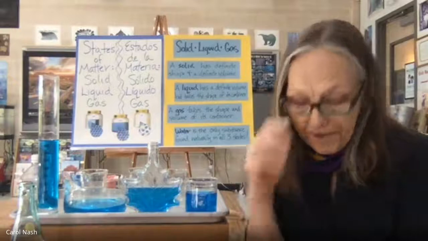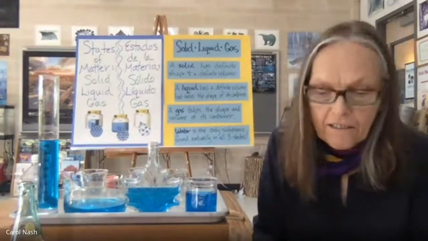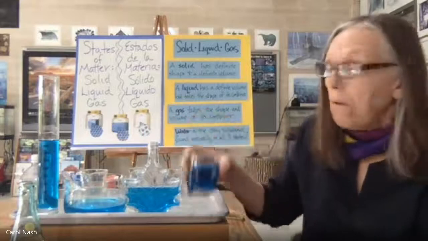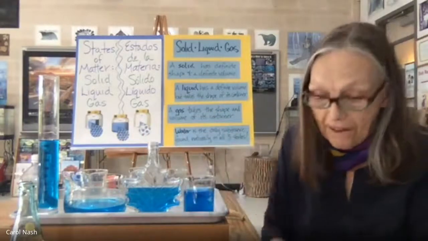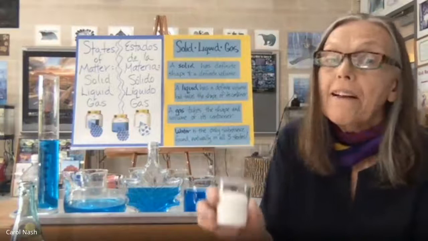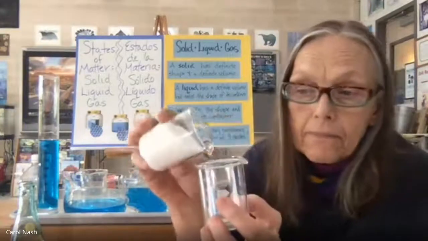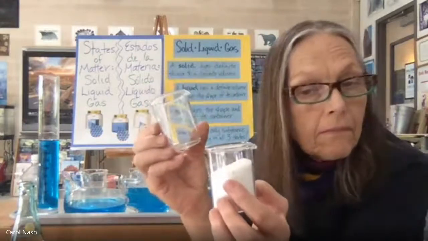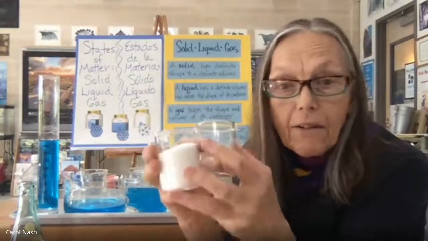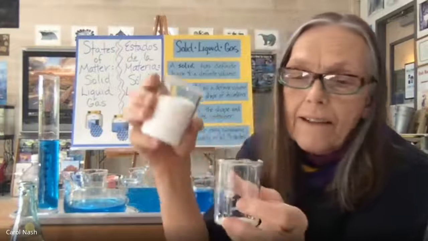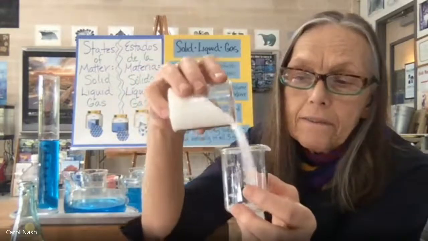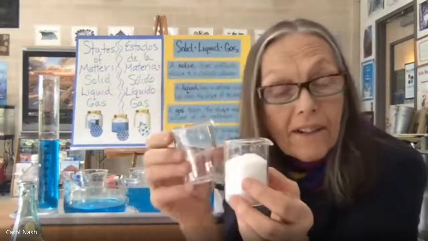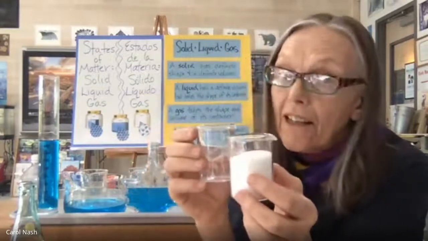So what I want you to do now is think about this. Now we said that liquids can be poured and they take the shape of their container. So what do you think about this? Is that a solid or liquid? Not a gas, obviously. Now it's pouring. It's sugar, actually, and it's taking the shape of the container. Does that mean it's a liquid?